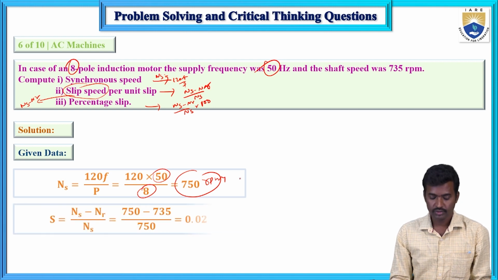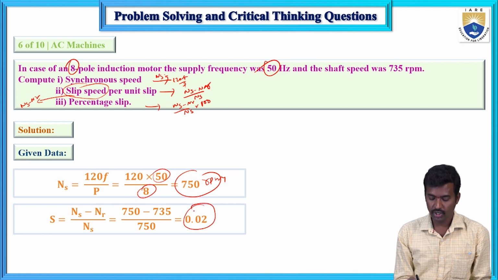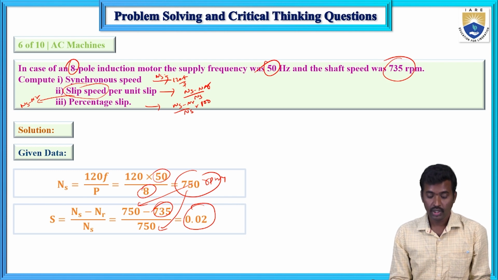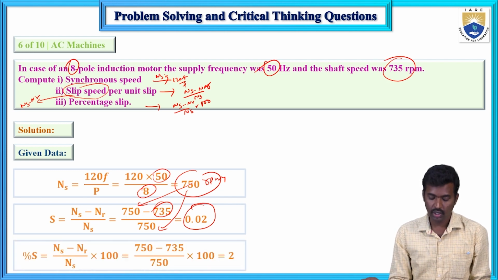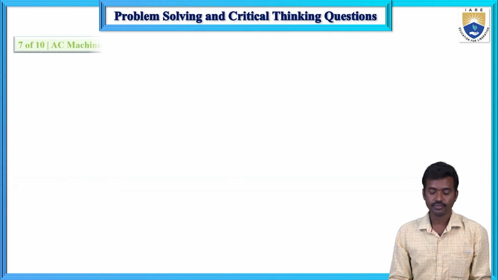Next, the per unit slip is 750 minus 735 divided by 750, which is 0.02, where 735 is the running speed. Percentage slip is into 100, so 750 minus 735 divided by 750 into 100 equals 2% slip. Next, seventh question.